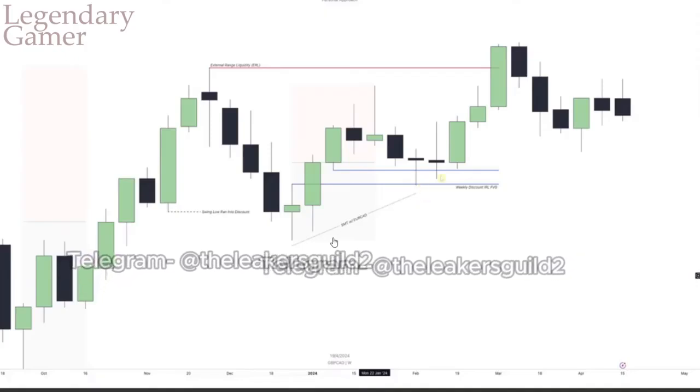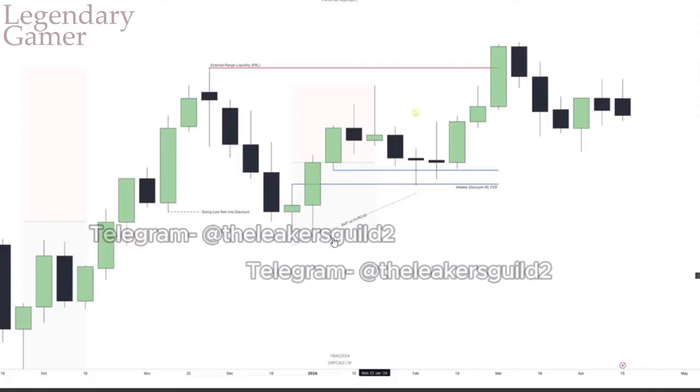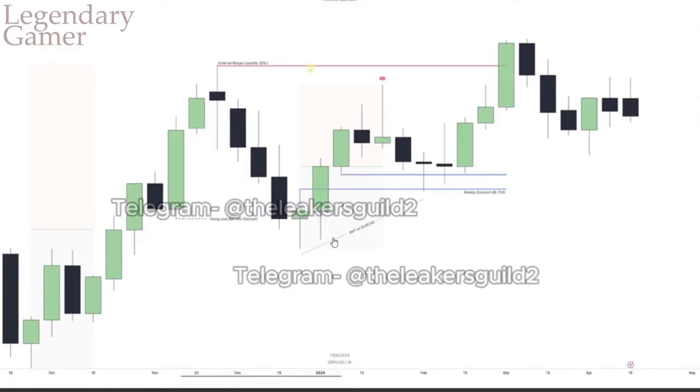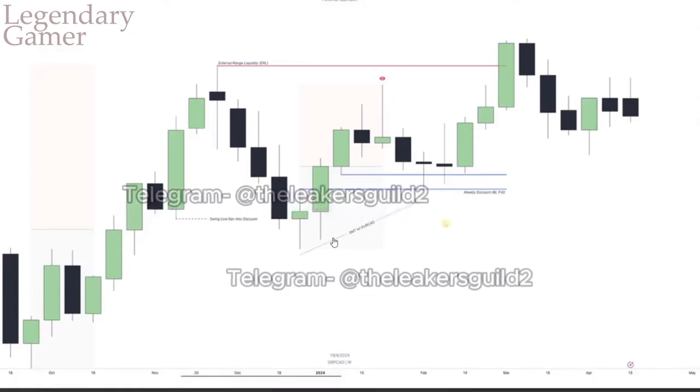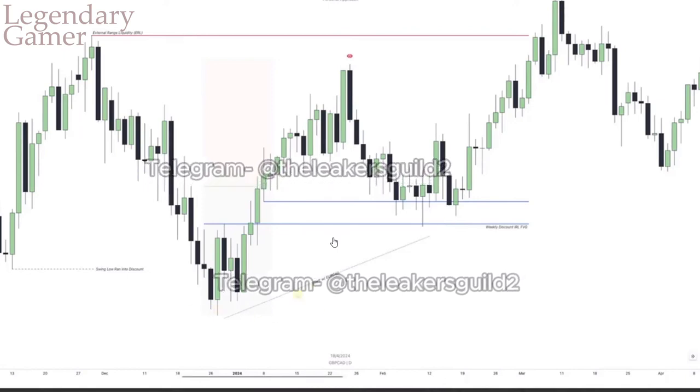So we hit that internal range liquidity. Once you hit internal, you want to focus on external afterwards, which is this old high up here and these highs up here, right? So let's dive in a little bit deeper. We've got the daily chart over here. Again, that SMT is key, right?